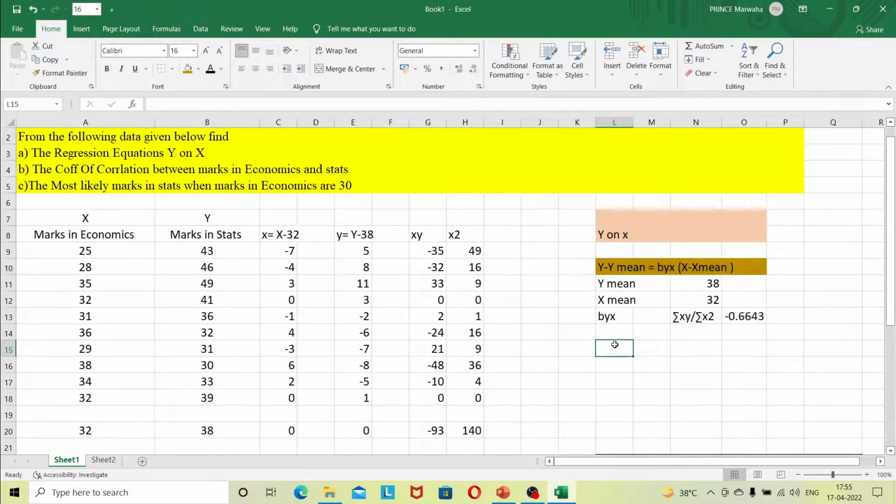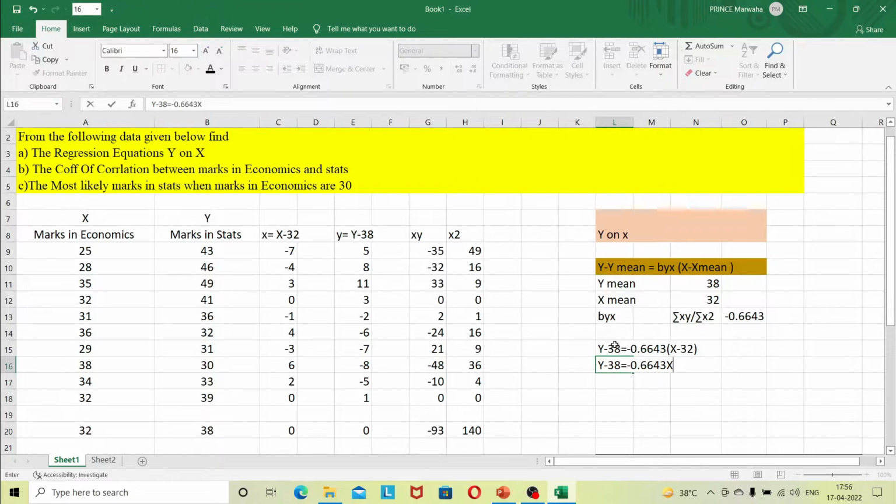So let's proceed with this. y minus y mean. What is the value of y mean? That is 38, equal to byx. The value of byx is minus 0.6643, bracket x minus x mean. What is the value of x mean? That is 32. In the same way, y minus 38 is equal to minus 0.6643 x, because we will multiply minus 0.6643 by the x, and then minus 0.6643 by 32.